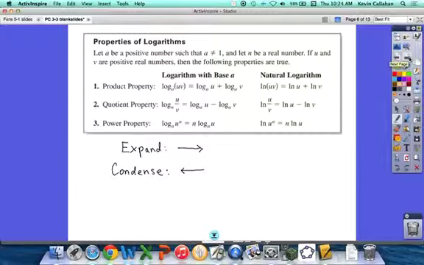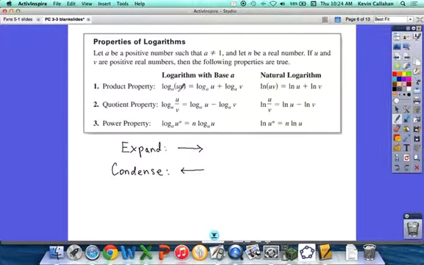Okay, now these are the properties. There's only 3 of them: product, quotient, power. And you can do them with log base a, meaning any base. So certainly you could do them with ln, because ln is just the base e. Since we already said you could do it with any base, you can do it with ln.